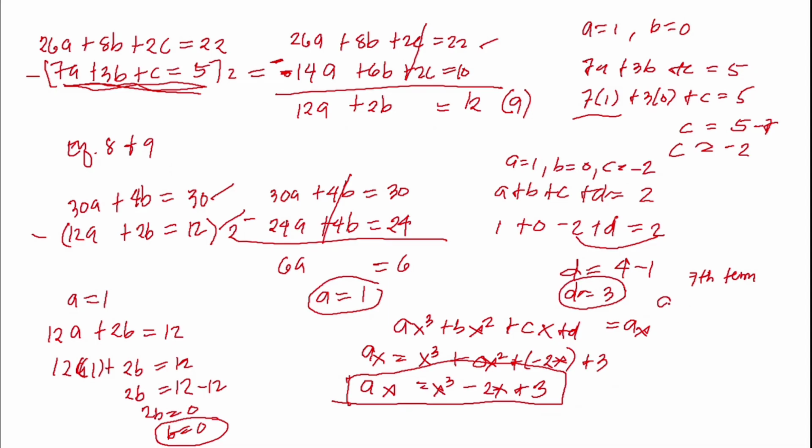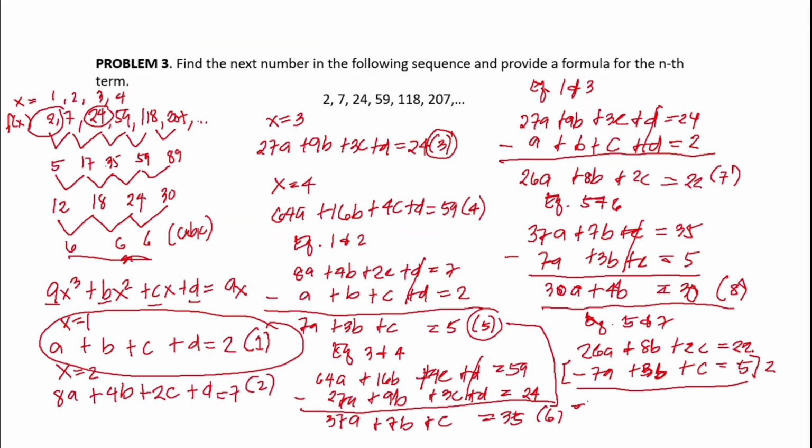So just substitute: A7 is equal to 7 cubed minus 2 times 7 plus 3. So 7 raised to 3 is 343, minus 14, plus 3. A7 is equal to, by calculator, 332. So this is all about number 3. The equation is AX is equal to x cubed minus 2x plus 3, and the 7th term is 332.